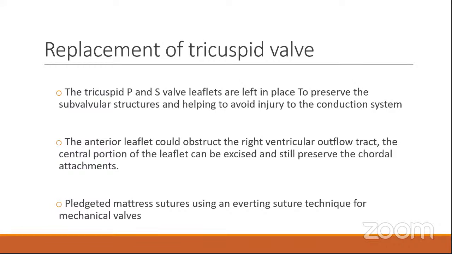The tricuspid posterior and septal valve leaflets are left in place to preserve the subvalvular structure and help to avoid injury to the conduction system. The anterior leaflet could obstruct the right ventricular outflow tract. The central portion of the leaflet can be excised and you can still preserve the chordal attachment. Then a pledgeted mattress suture using an everting suture technique is used for the mechanical valves.